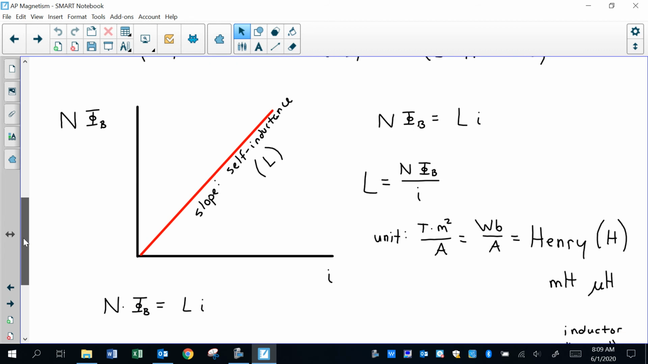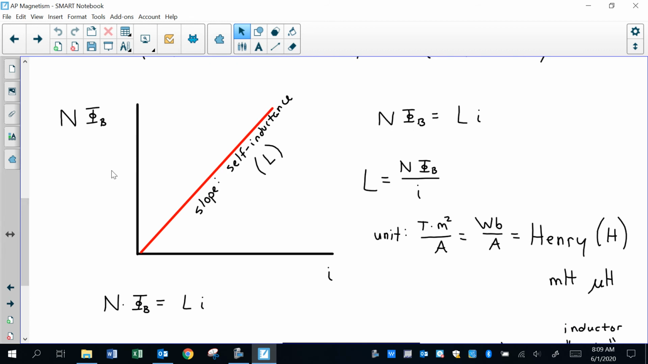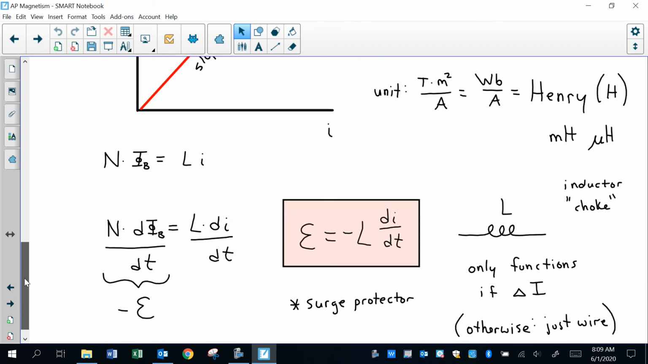If we put them into a graph, if we look at the flux versus the current, our slope is going to be the self-inductance. So we can put that together here, and we end up with an equation, y equals mx plus b, and this is how we calculate the self-inductance. We look at how many coils it has, what flux we end up having. We can figure out what the flux is by doing B times A, B dot A, I should say, and dividing it by the current. Right. And so I scroll down a little bit further. Our unit is going to be our flux divided by our area.